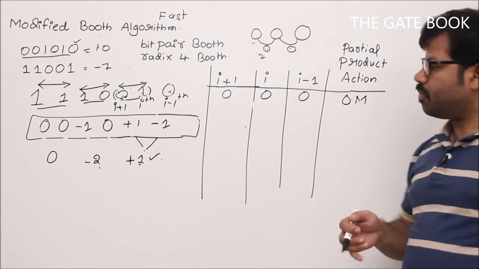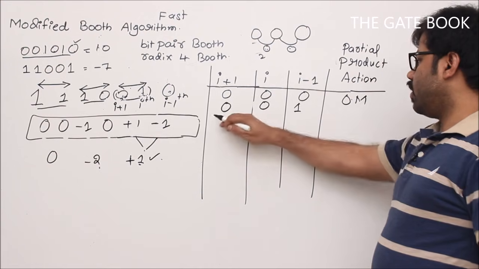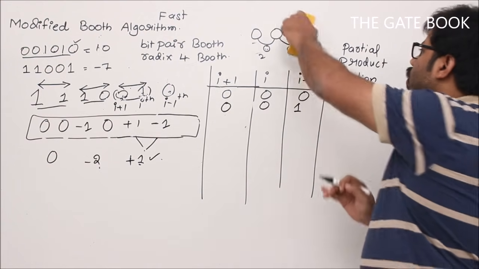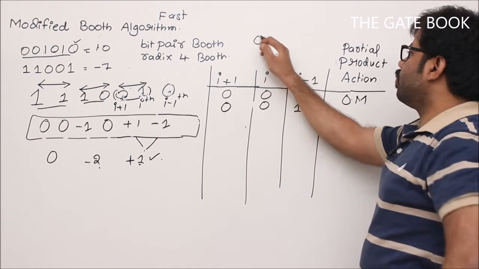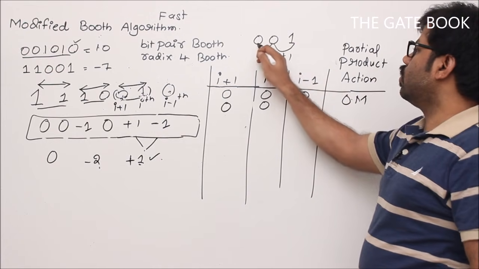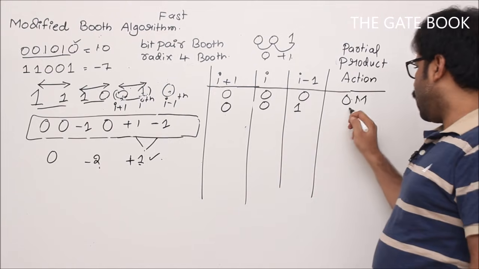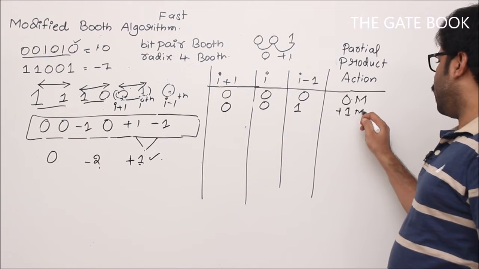Second one, what if it is 0, 0, 1? Now from now onwards it will be easy for you. So 0, 0, 1 will be converted to 1, 0 plus 1, 0, 0, 0. So 2 into 0, 0, 0 plus 1, 1. So 0, 0, 1 is nothing but plus 1 into m, right?